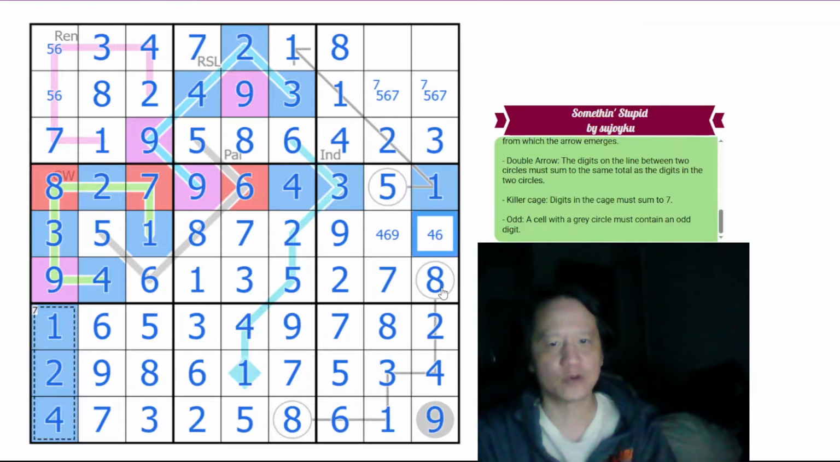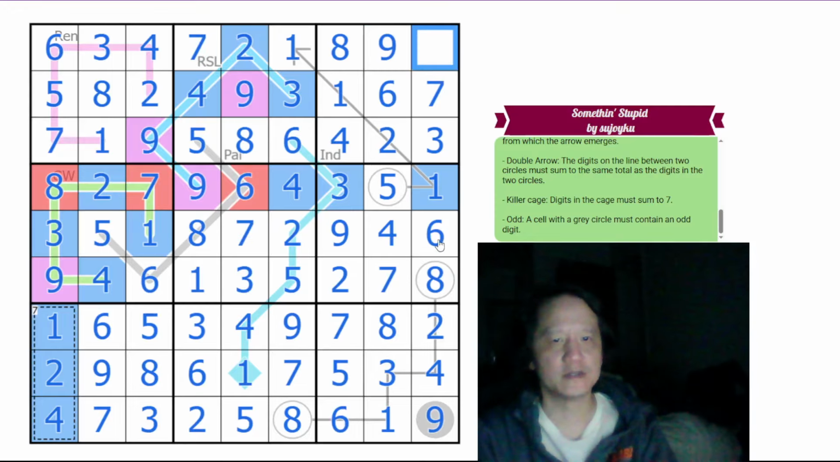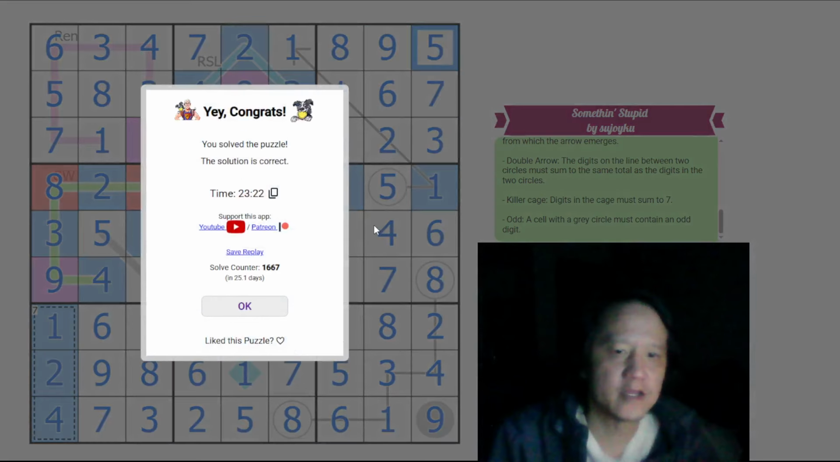4 eliminates 4 here, so it's 6. This can't be 6 or 9, so it's 4. This 7 eliminates 7 here, and it can't be 5, so that's 6, which makes this 5, which makes that 7. 5 eliminates 5 here, so it's 6. This makes this a 9, and this a 5. And that's the solution.